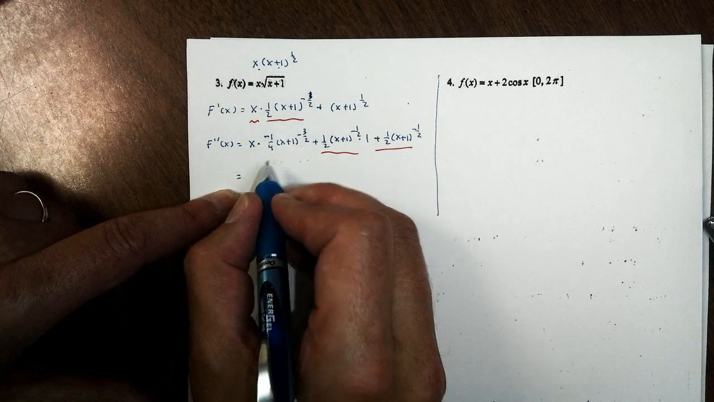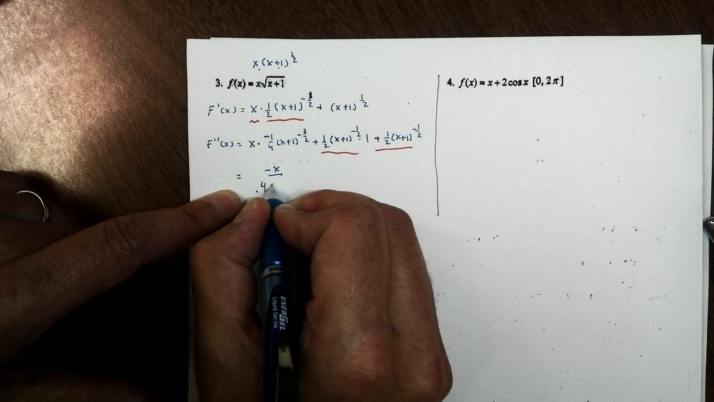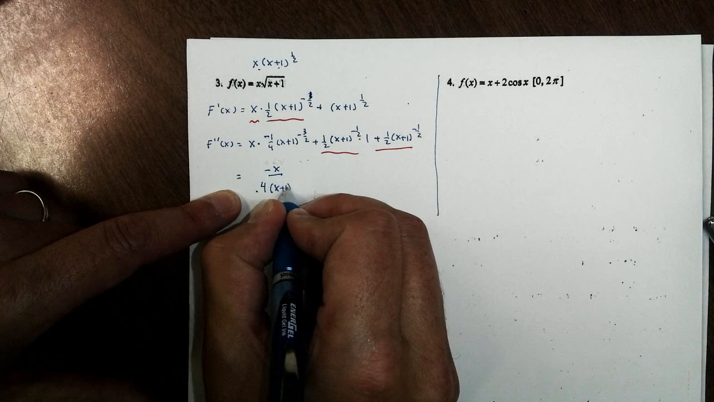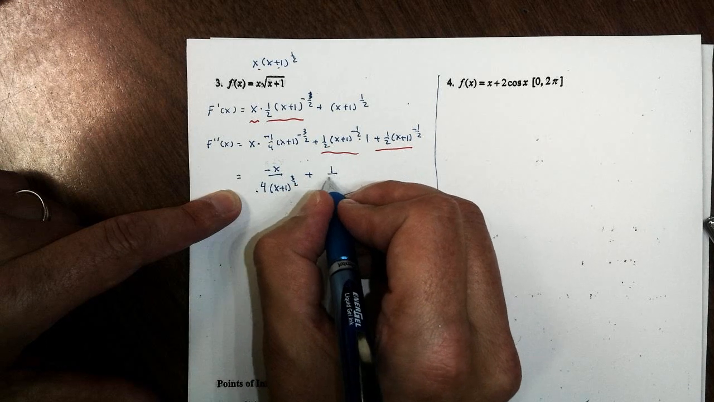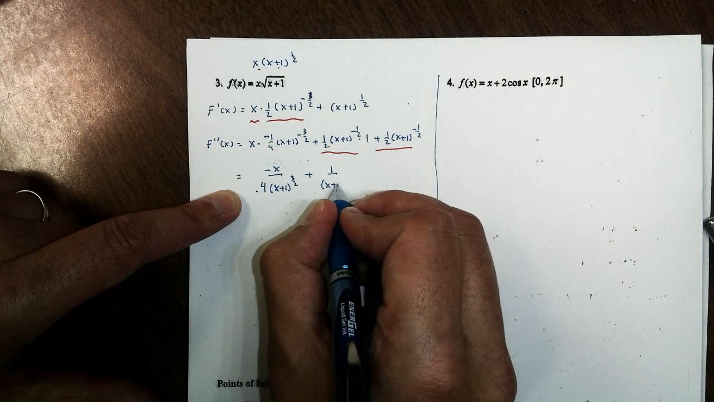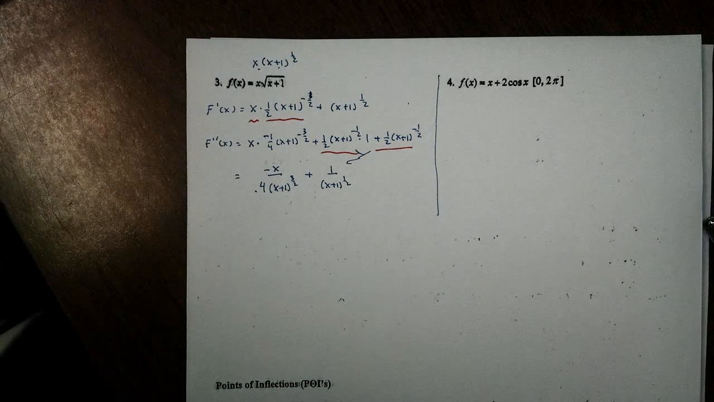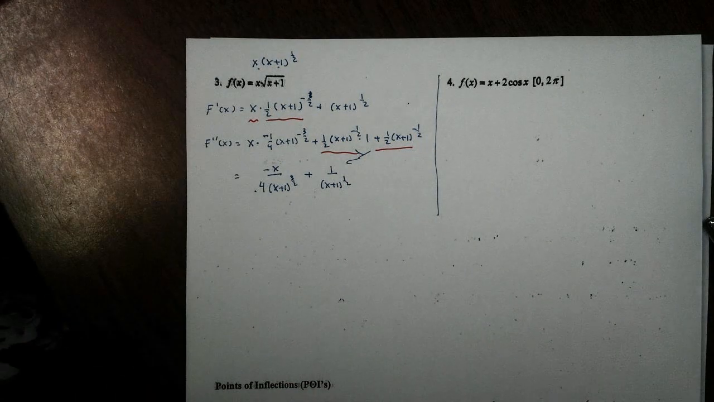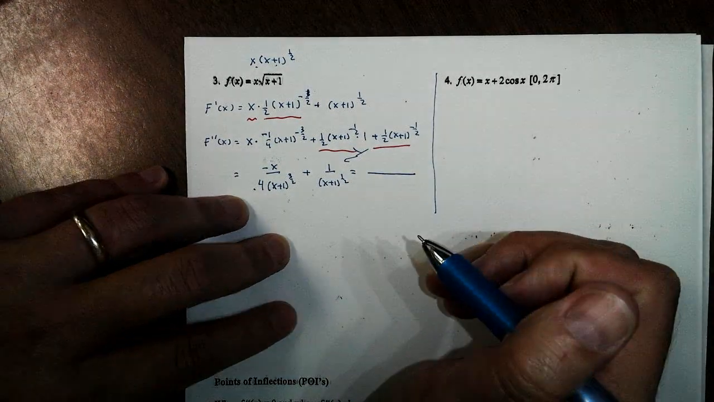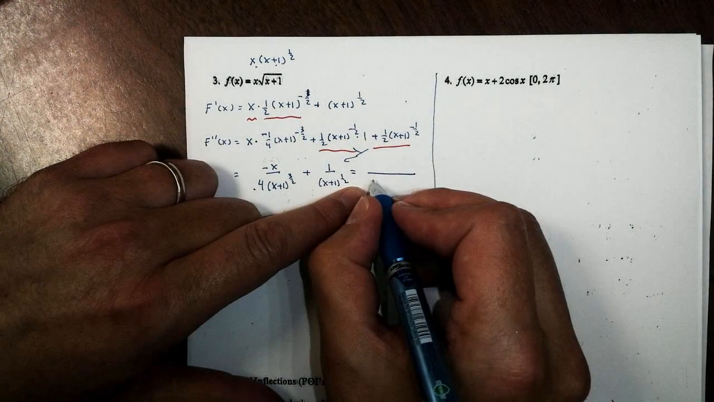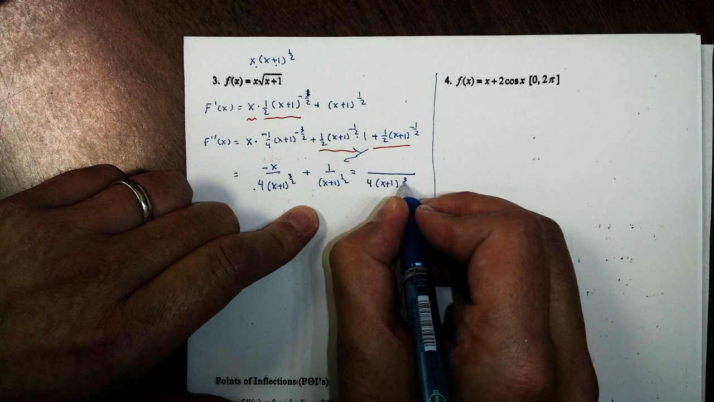Over here, we're going to get negative x over 4 times (x plus 1) to the 3/2. Plus, this is 1 over (x plus 1) to the 1/2. If I were to combine those two, that's what that would become right there. I am going to now combine these into a single fraction, my common denominator, of course, being the 4 times (x plus 1) to the 3/2.